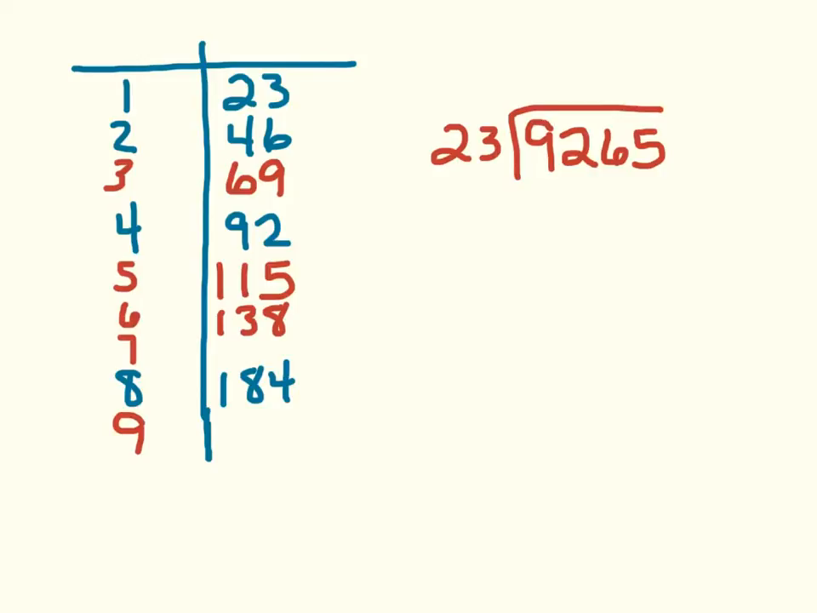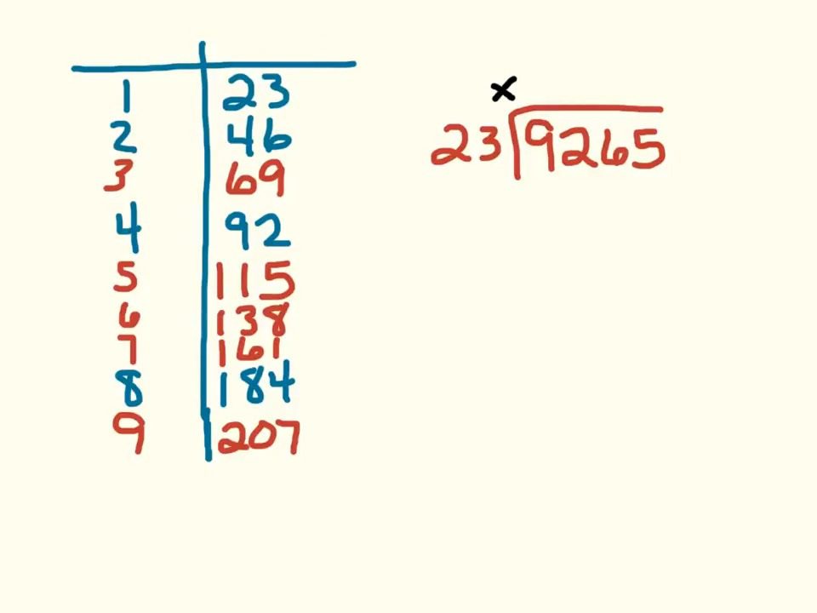To get 7, I could do 6 plus 1. I could do 4 plus 3. I think we'll do 4 plus 3. That's 161. Cram that in there. And in order to get 9, I could do 5 plus 4, which is 207.